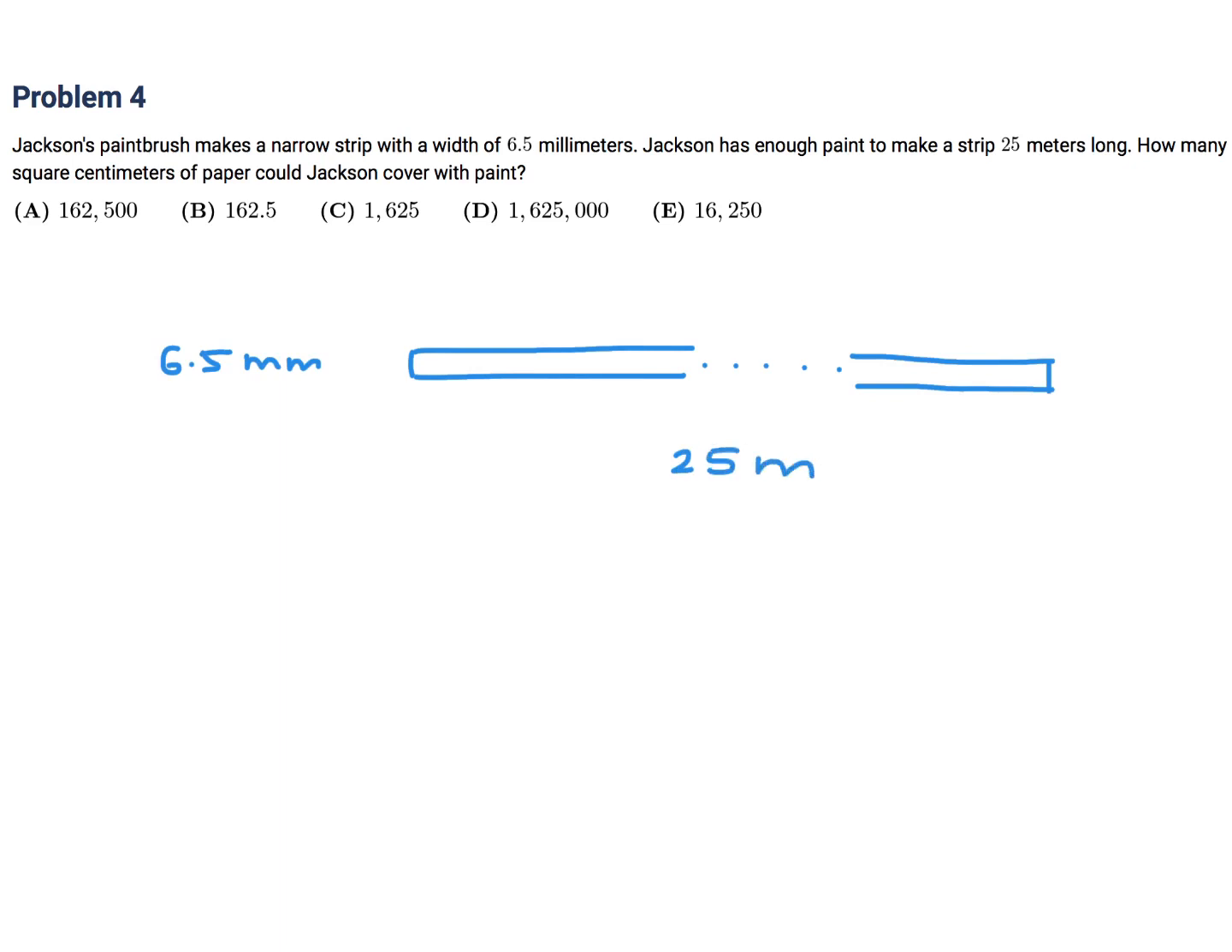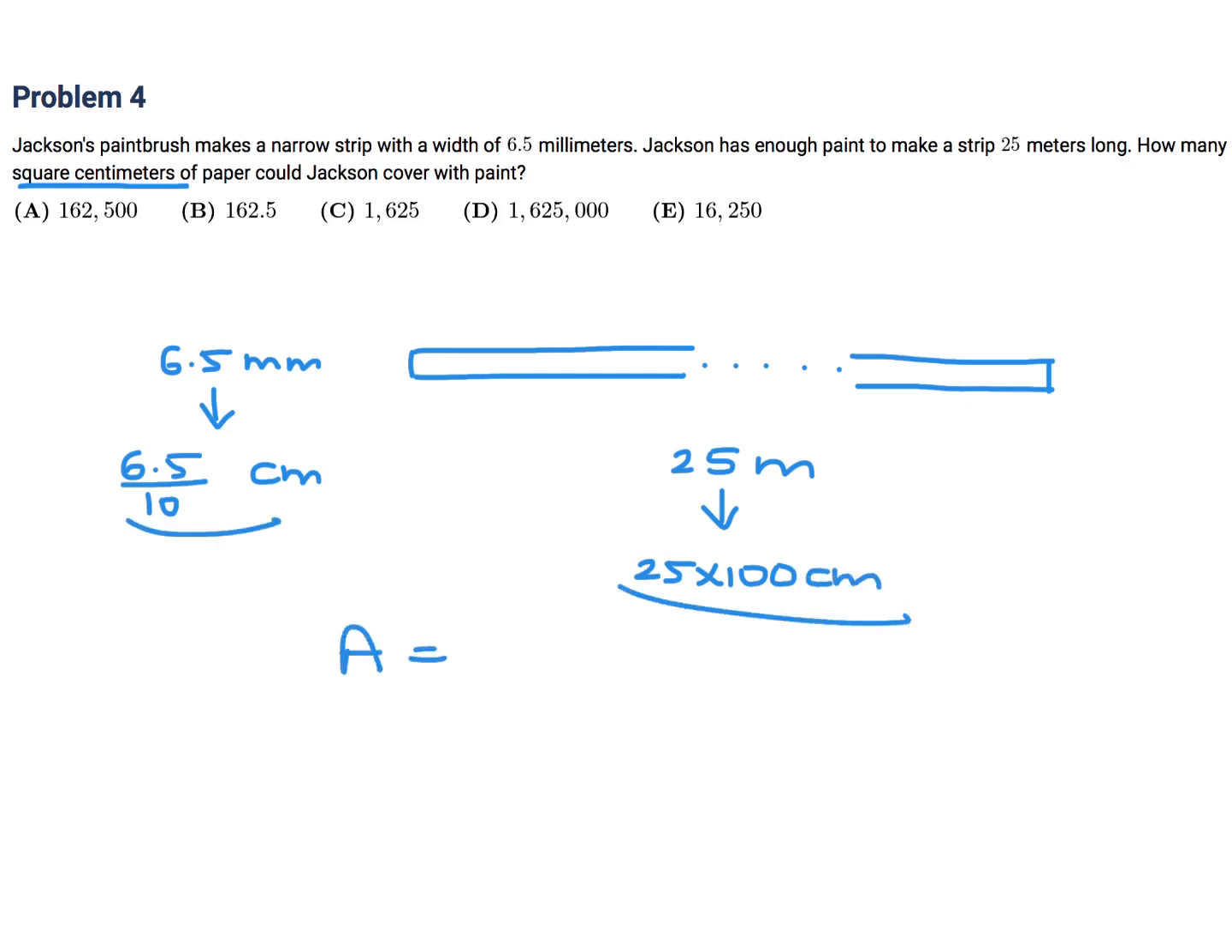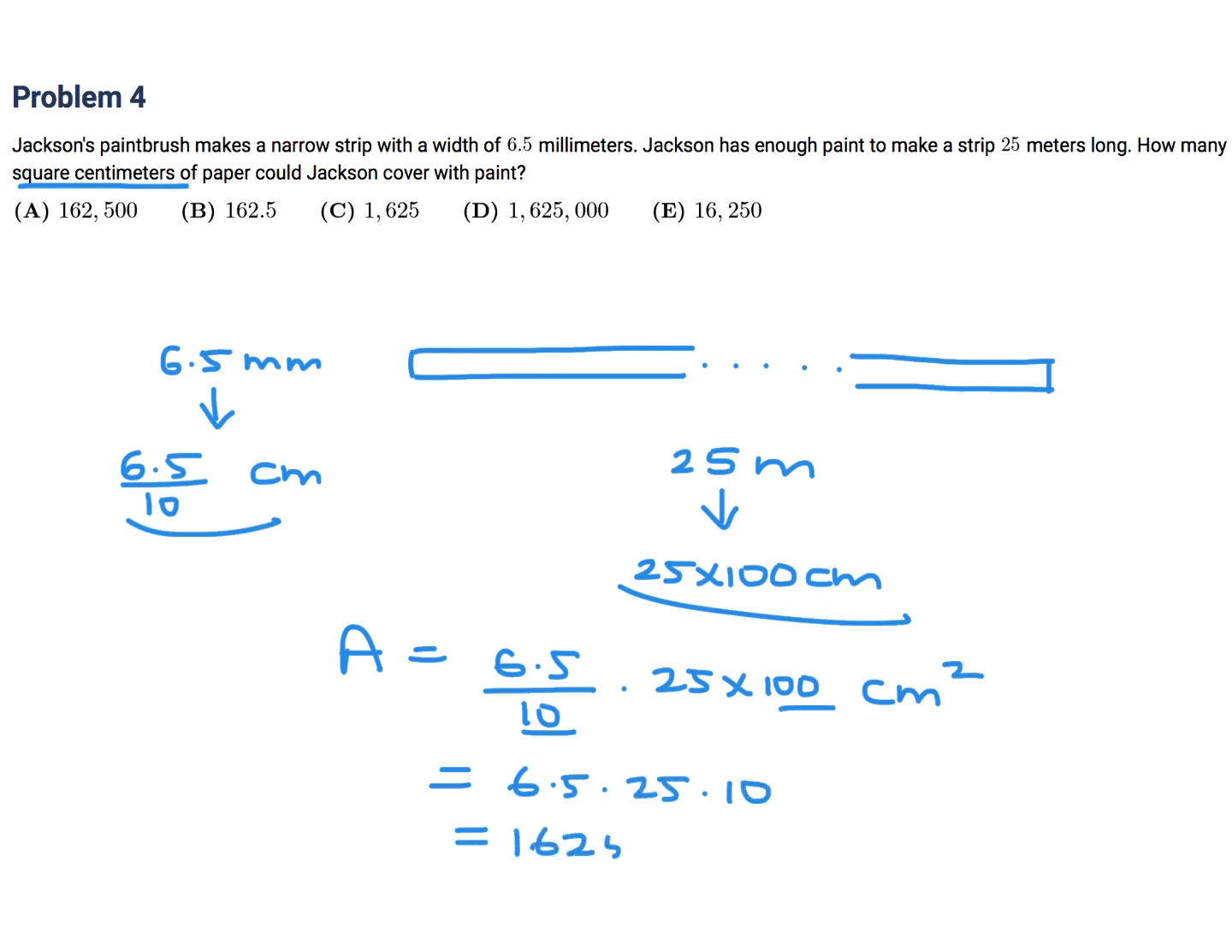Now, they want you to figure out the area in square centimeters, so we're going to have to convert to centimeters. You divide by 10 to convert millimeters to centimeters, and to convert meters to centimeters, you'd multiply by 100. And then the area would just be length times width. So it'd be 6.5 over 10 times 25 times 100, in centimeters squared. So you just have 6.5 times 25 times 10, and when you multiply all those numbers out, you get 1625 centimeters squared. That would be choice C.